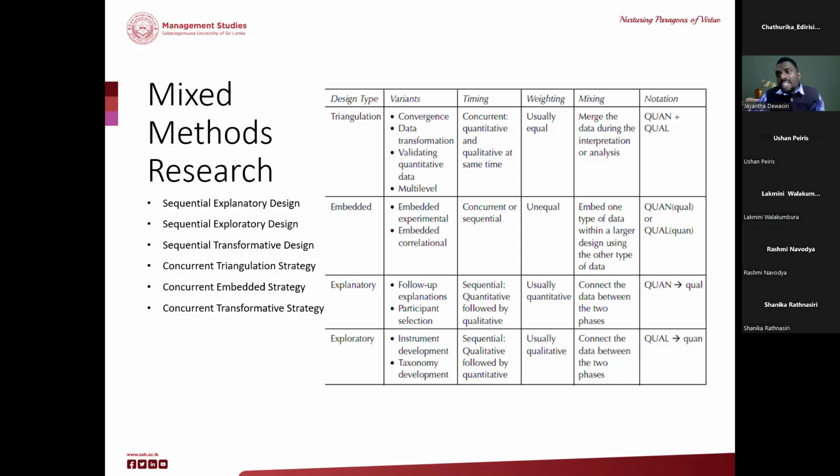Then the last strategy is concurrent transformative, meaning that data collection and analysis with regard to the quali and quanti phases happen in a concurrent manner, but theories play a vital role. Transformative is for theories. So based on theorizing, we can see 2 major designs. Based on timing, we can see 3 designs, sequential and also concurrent. Based on mixing, we can see only 1, that is concurrent embedded.